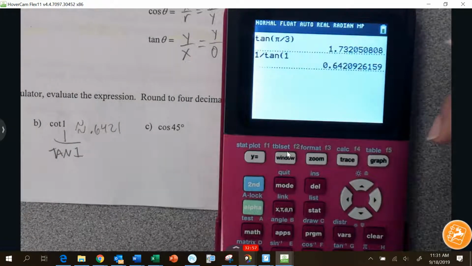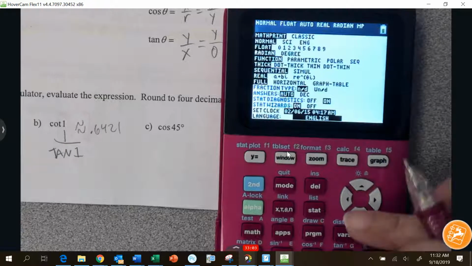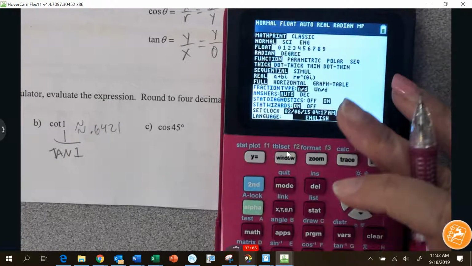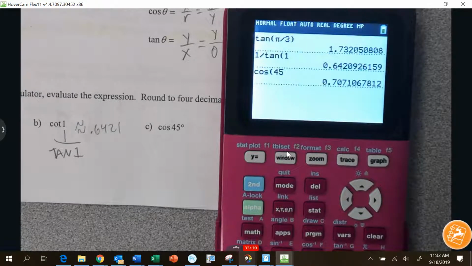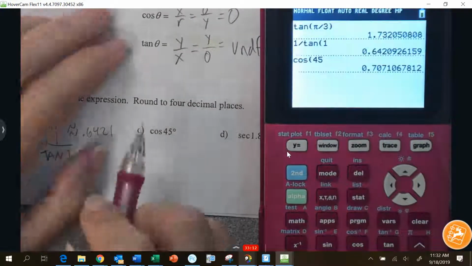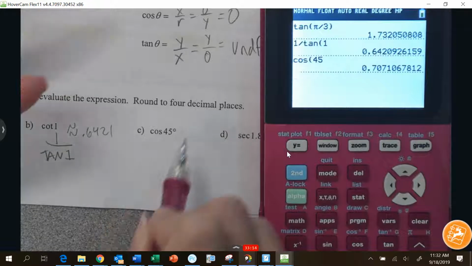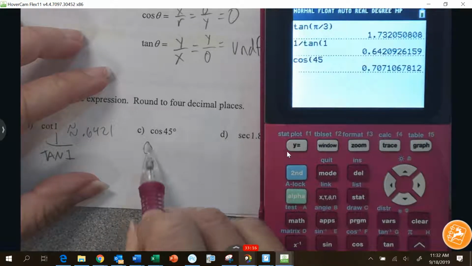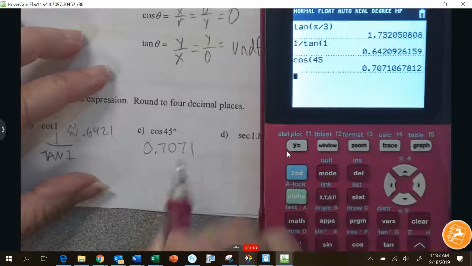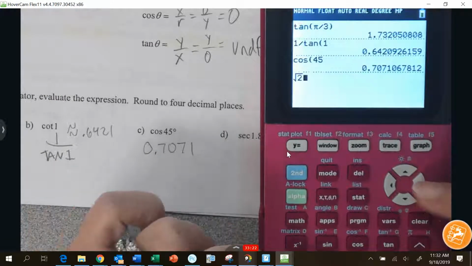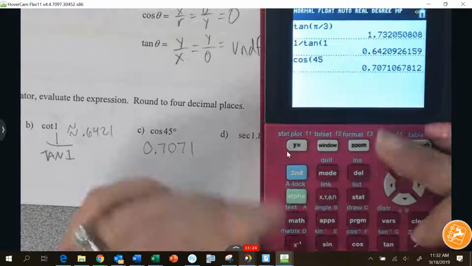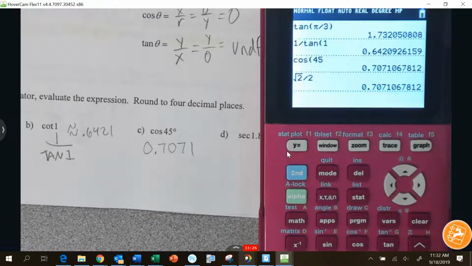Okay, how about cosine 45 degrees? Degree mode. I already know the answer to it, though. I don't even need a calculator for that. Well, it should be radical 2 over 2, but this does say a calculator in round, so I will use my calculator. 0.7071. If you type in radical 2 divided by 2, it should give you the exact same answer.